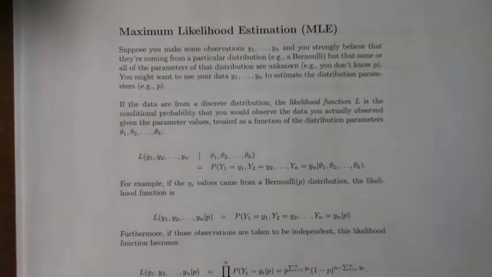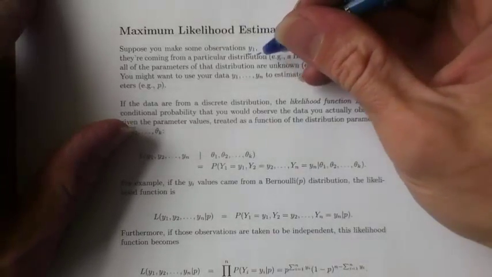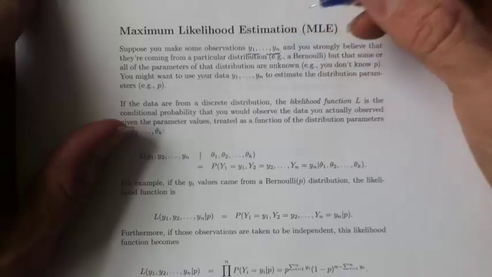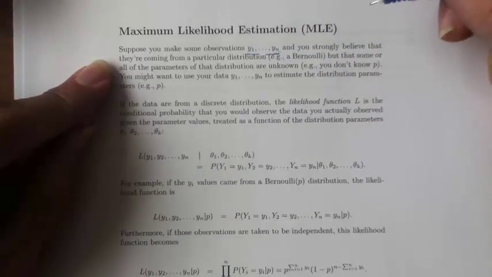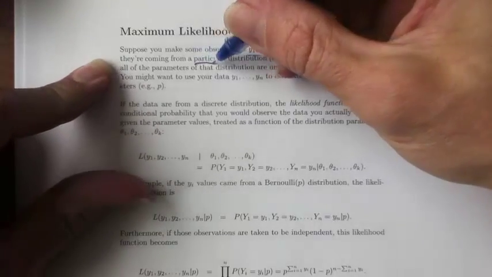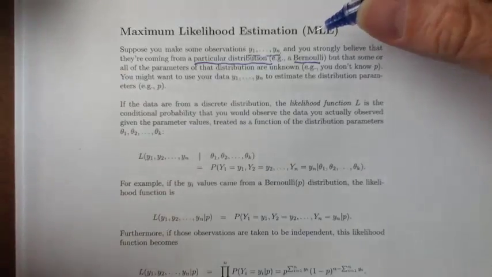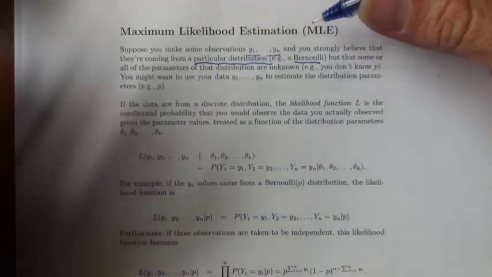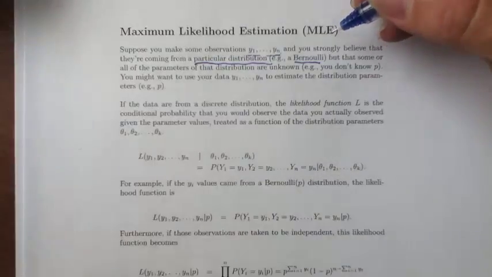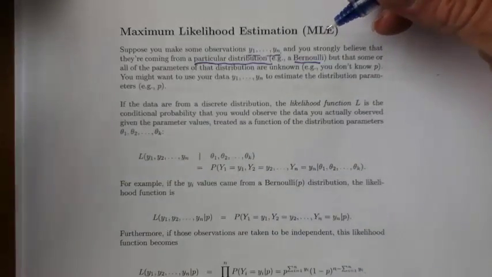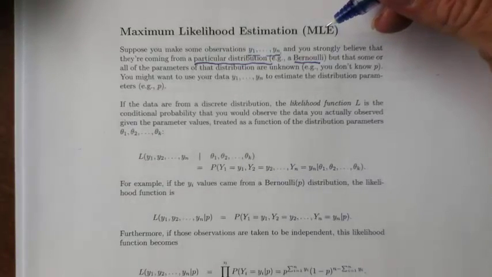Maximum likelihood estimation. Suppose that you make some observations, y1, y2, all the way up to yn, and you strongly believe that these data values are coming from some particular distribution. Maybe it's normal, maybe it's Bernoulli or binomial or whatever. You believe in the form of the distribution, you just don't know the parameters. For example, for the normal, maybe you don't know what the mean is, and you don't know the standard deviation, and you want to estimate those.